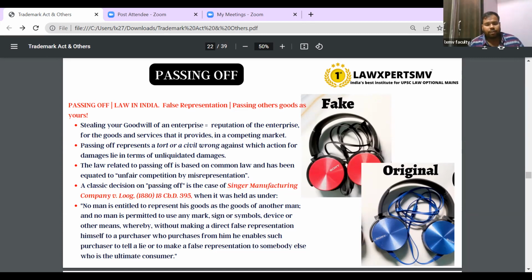Yeah, please tell me, sir. The topic, the Wildlife Protection Act, is that not important as compared to environment? No, it is also part of it actually. The Forest Conservation Act, the Wildlife Protection Act, everything is within environmental law only.